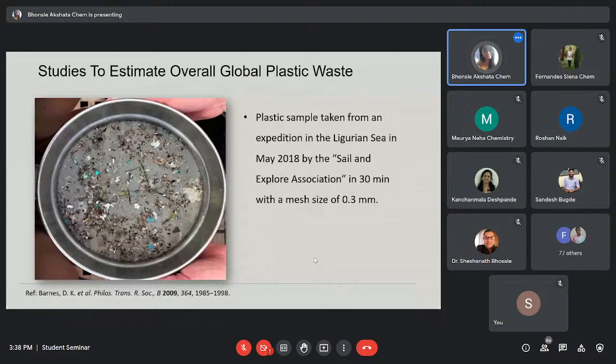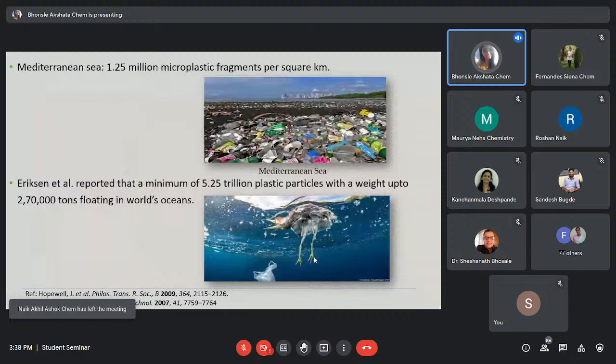Various studies have been conducted. Now I'm referring to the journal which was in 2020, as I said, right? But I'm sure after that, in 2021, and now in 2022 also, many studies must have been done and this number must have only increased. So the Mediterranean Sea is the most polluted sea on the planet. It has a record-breaking number of 1.25 million microplastic fragments per square kilometer floating in the sea. And there was also a study which was done by Erickson et al.